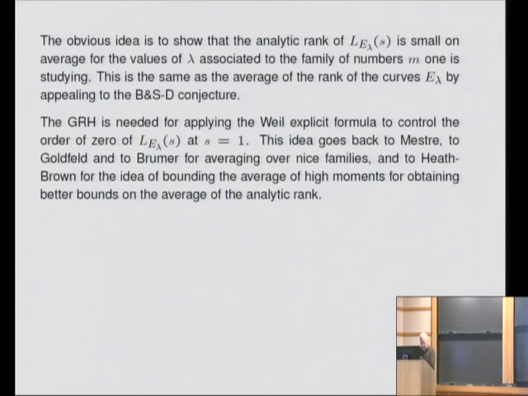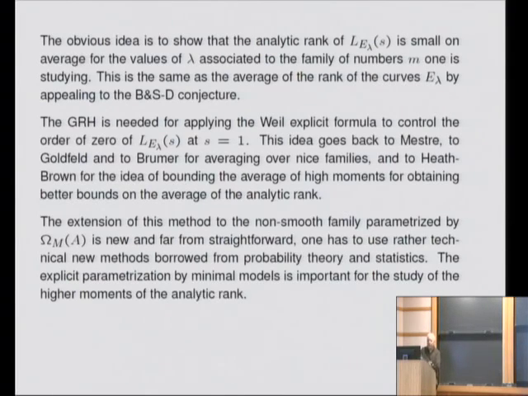The idea to apply the Weil explicit formula goes back to Mestre and Goldfeld, for the first time, to apply it for a family of curves. Brumer refined quite a bit Goldfeld's idea, and Heath-Brown had an additional idea of using high moments of the rank, of certain order, to obtain better bounds for the average. So all these ideas come in the next step. The family is considered by Goldfeld, Brumer, and Heath-Brown, and more recently by Miller and a collaborator.